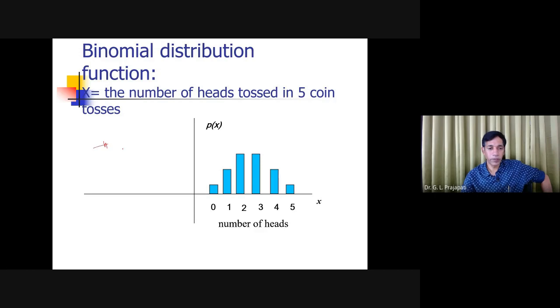So you have 5 trials and 0 times success, meaning head, with probability 1 by 2 to the power 0. And the probability of tail is 1 by 2 to the power 5 minus 0. This way you can compute the probability.